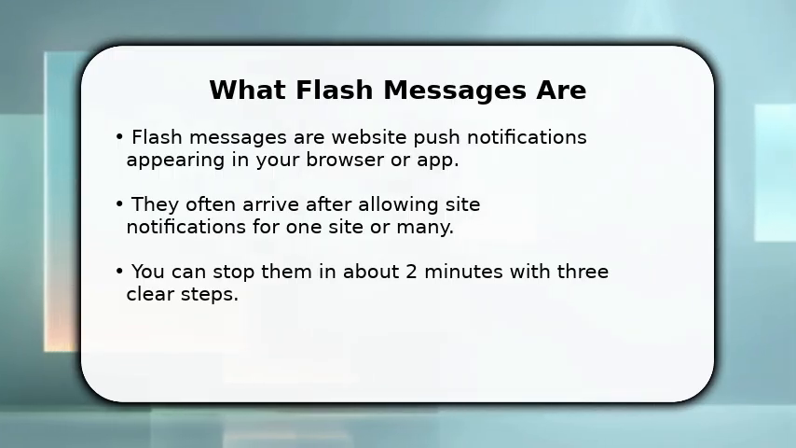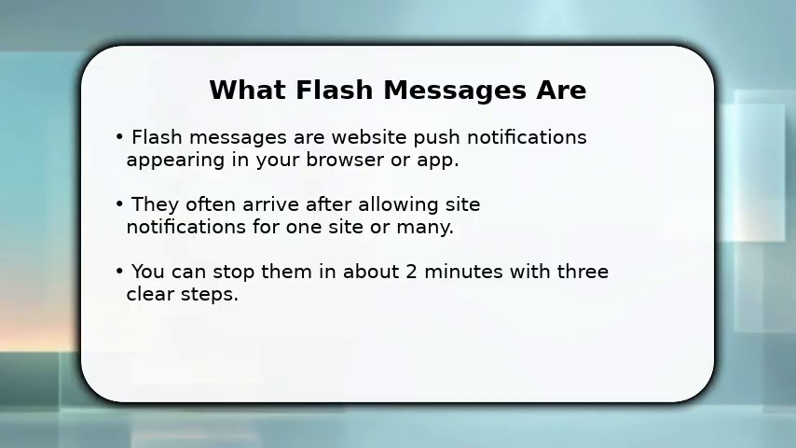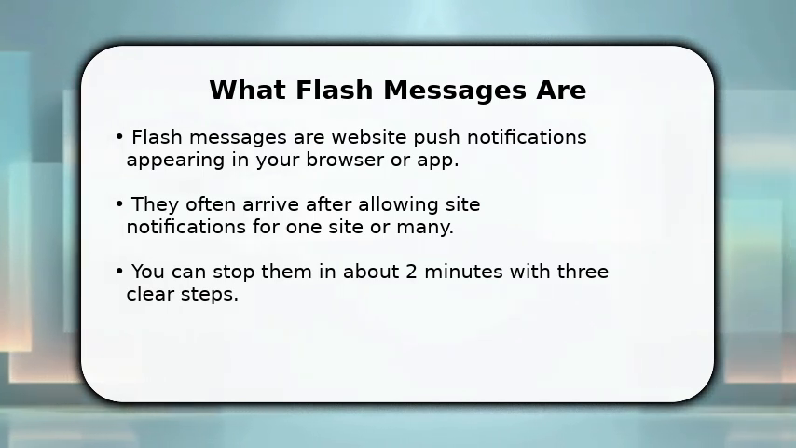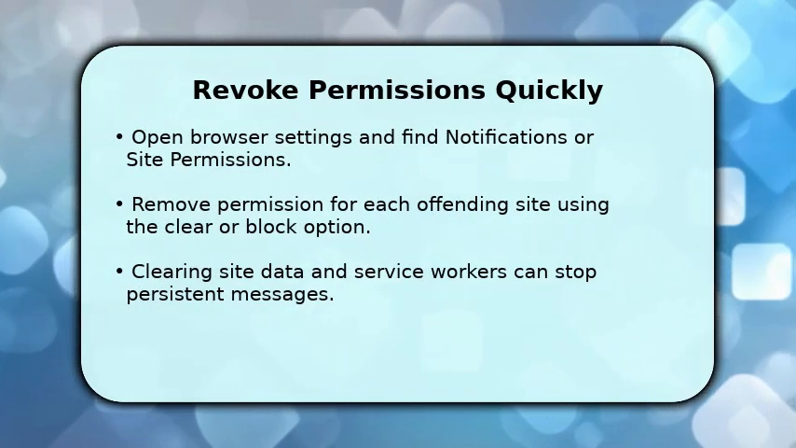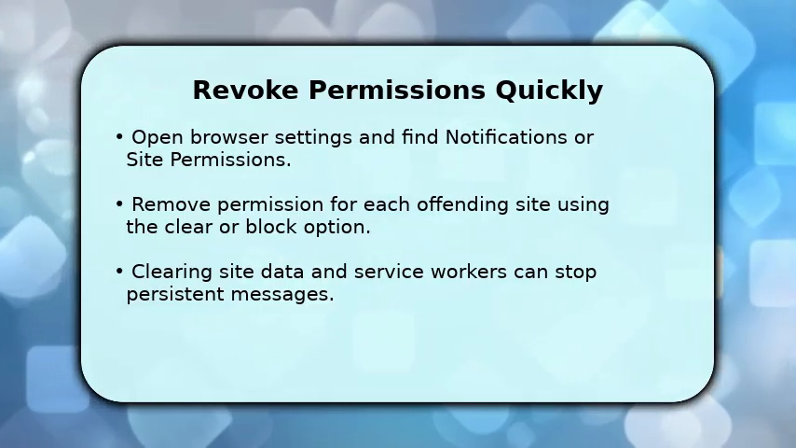You can stop them quickly using browser permission controls, privacy settings, and site data cleanups. Follow a 3-step routine that takes about 2 minutes to block unwanted messages permanently. Open your browser settings and go to Notifications or Site Permissions. Look for a list of sites that currently have Allow permissions. Remove permission for each offending site by choosing Block or Remove.